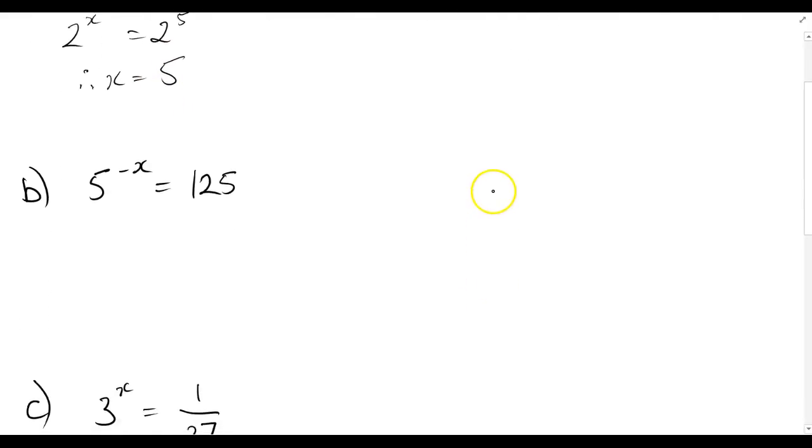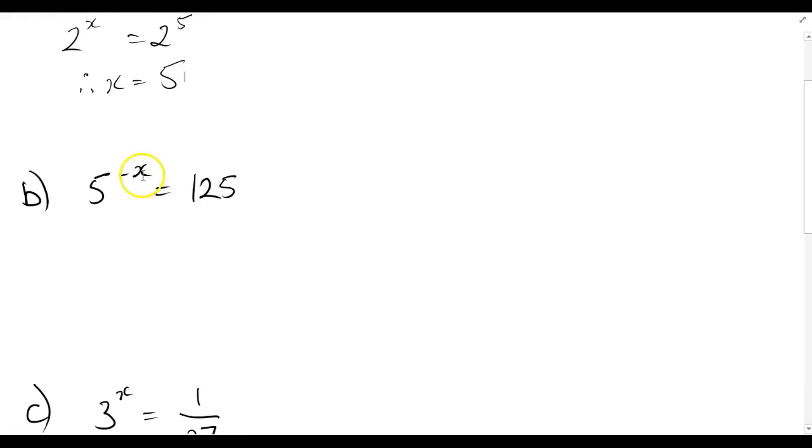Looking at the next question, we've got 5 to the negative x, and again we've got a base of 5, so I want to write the right-hand side with a base of 5. I know that 125 is 5 to the power of 3. You may need to work that out. You might start off to the side: 5 times 5, that's 25, still not 125. Times it by 5 again. Now I'm at 125, so you know that you're going to be using 5 to the power of 3.